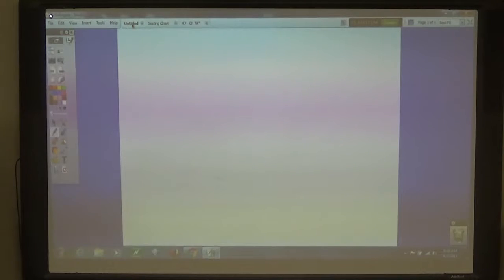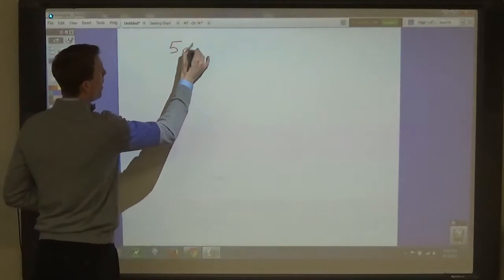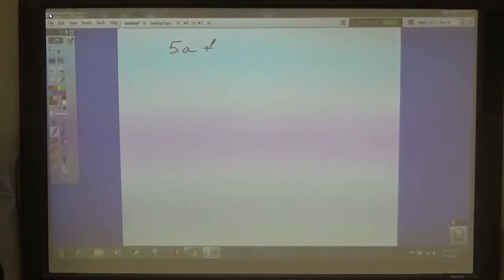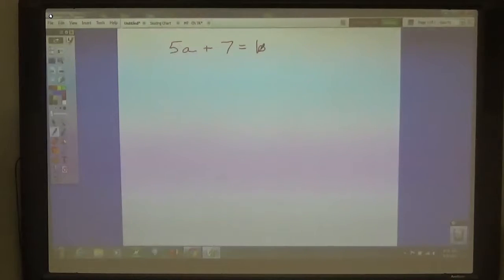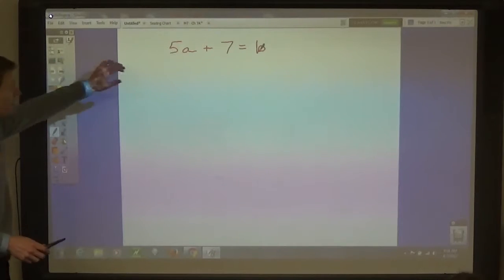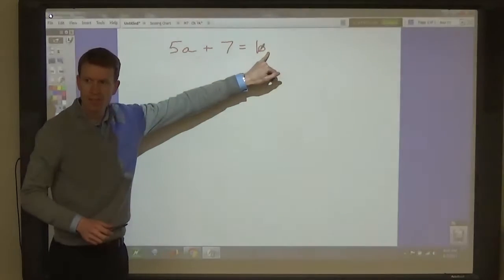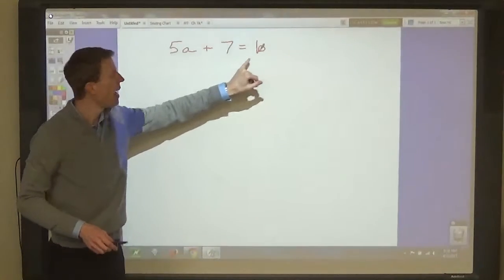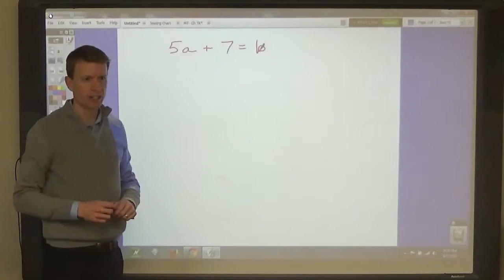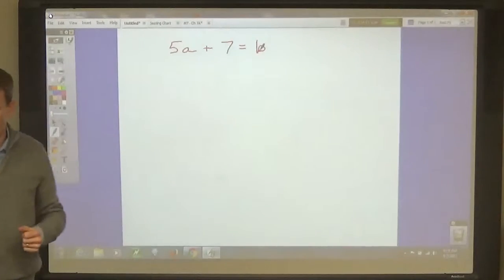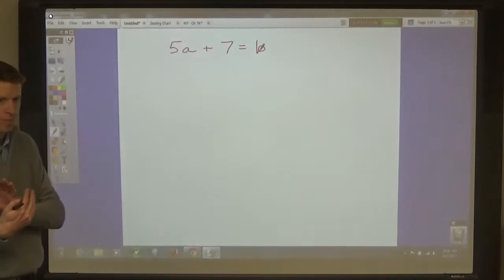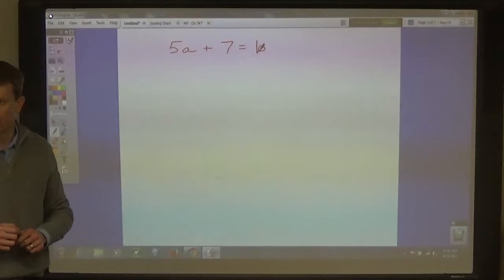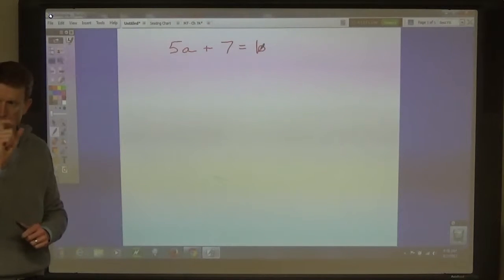Under the quick check, 5a plus 7 equals b. And in this one, we're going to solve for a. So this one is already solved for b. We're going to solve it for a. We're going to get an a by itself. We're going to use the same procedures of adding the opposite to eliminate something, dividing or multiplying by the reciprocal to isolate the variable, to get the variable by itself, or to get rid of the coefficient.